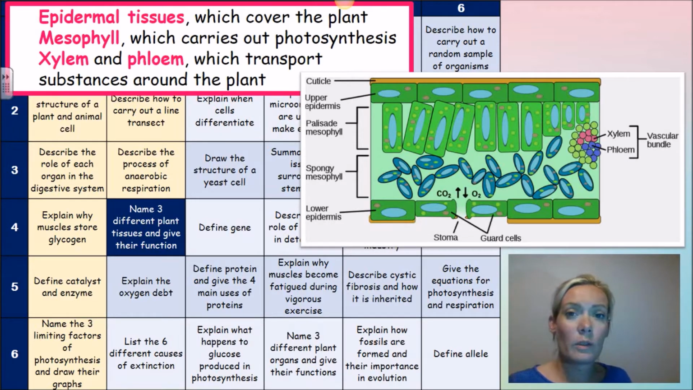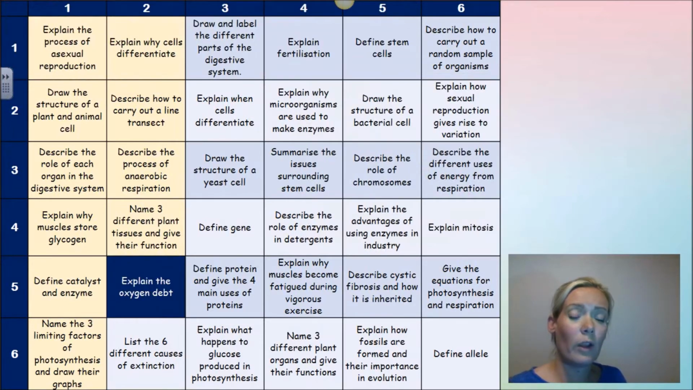Also, the other 2 types of tissue would be your xylem and your phloem. They are responsible for transporting things up and down the plant. Remember, the xylem are transporting water and the phloem is transporting sugars. So they are 4 plant tissues. Again, you must know the names of them and be able to recall them.